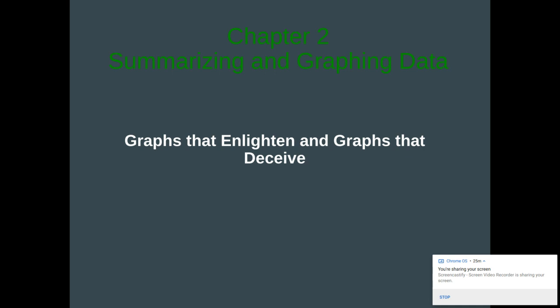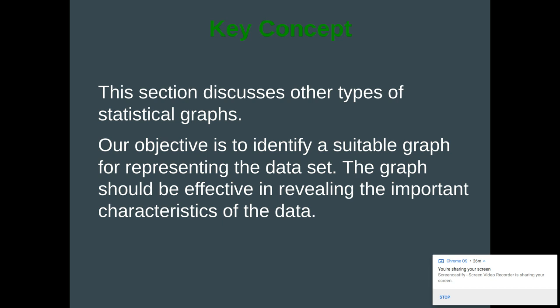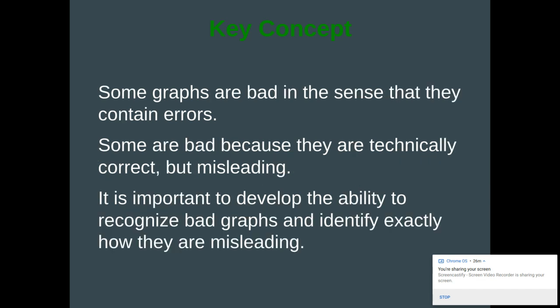Now, here's a fun thing: graphs that enlighten and graphs that deceive. Graphs of data are meant to inform us of the information in an unbiased, objective way. Some graphs are bad in the sense that they contain actual errors, but we also want to talk about misleading things that you can do to trick whoever's looking at this data. With an election coming up, we're definitely going to see that. It's going to be really fun this term to relate these ideas to elections.